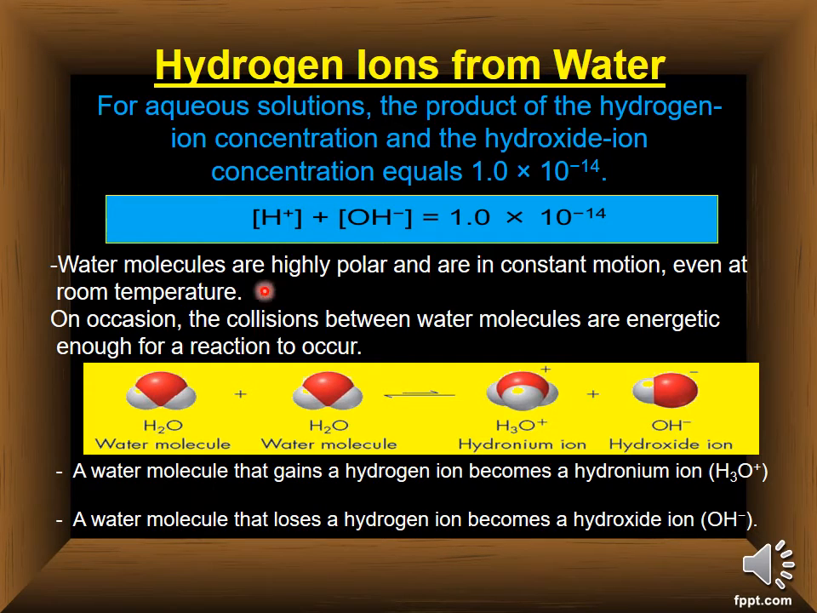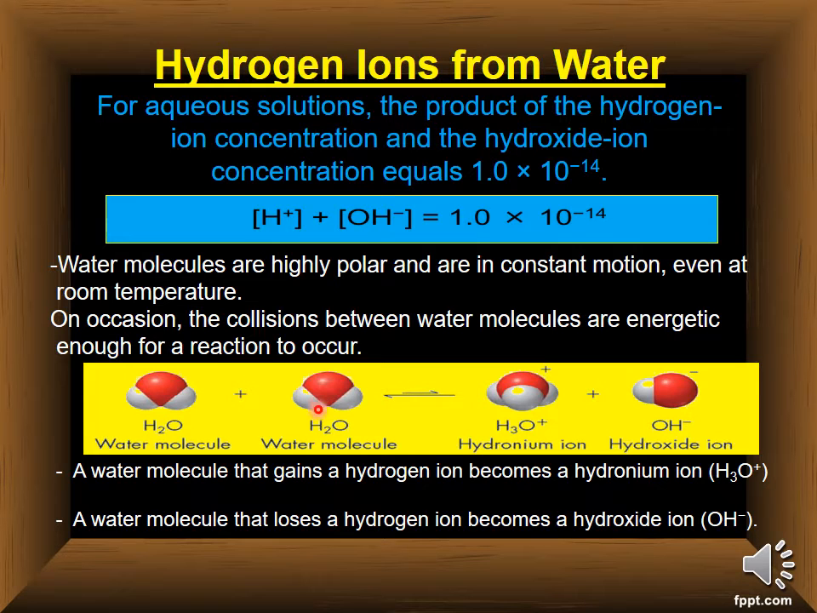You know this one, that water molecules are highly polar and are in constant motion even at room temperature. Remember this, water molecules are always in constant motion. On occasion, the collision between water molecules is energetic enough for a reaction to occur. It means that because of this, water molecules can collide with each other and a reaction takes place. After the reaction, one of the water molecules donates or loses the hydrogen H positive ion, and the other one accepts it.